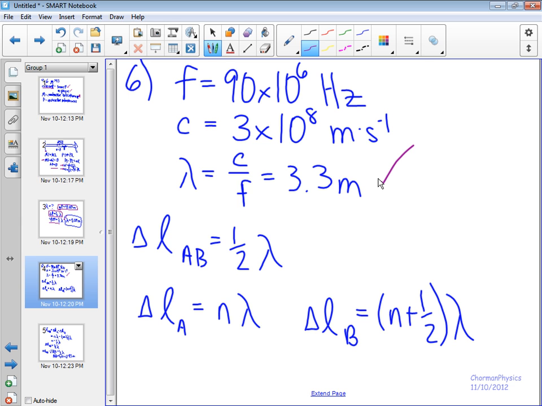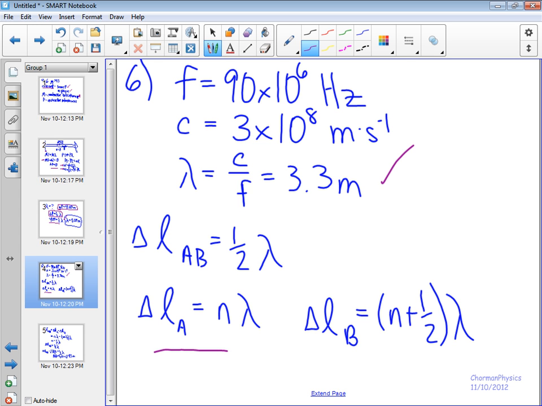So, there's a few things to think about here. What's the path difference between A and B? Well, the path difference, again, same as the previous problem, is going to be half lambda. They are successive points where we go from constructive to destructive interference. They must have the same n. Who cares what the n is?